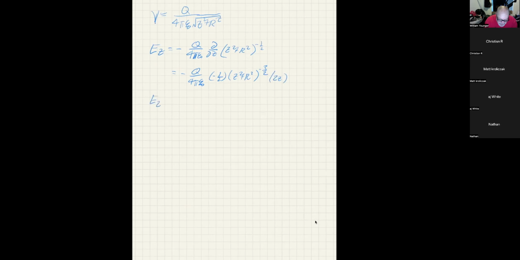So E sub z, which is really the only electric field we counted before as well, is actually equal to, once this cancels out with that, and once this sign cancels out with that sign, we get Q times z over 4 pi epsilon naught times (z squared plus r squared) to the 3 halves. Okay, so that's supposed to be the answer.